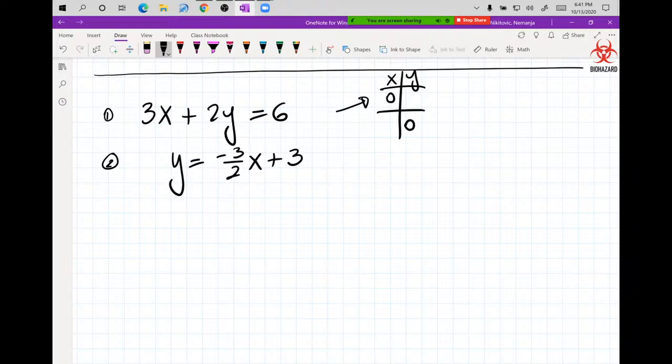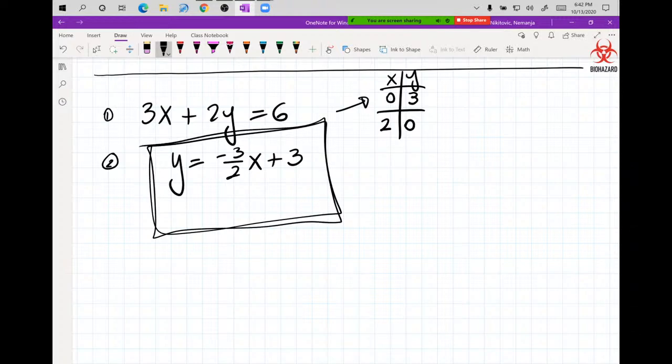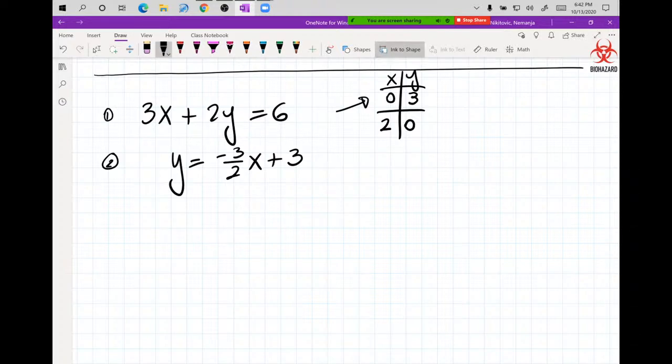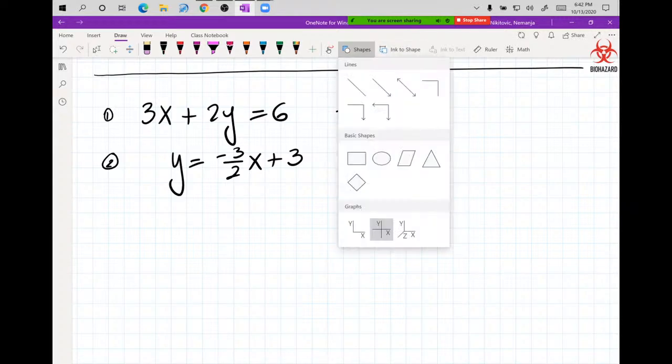Let's see. So the top equation is a standard form, which means we can do our 0, 0 thingy. Plug in 0 kills x. 6 divided by 2 is 3. And then plug in 0 for y, kills the y. 6 divided by 3 is 2. So we have our points, and then the second one over here is just a basic y equal mx plus b, which we can quickly graph.